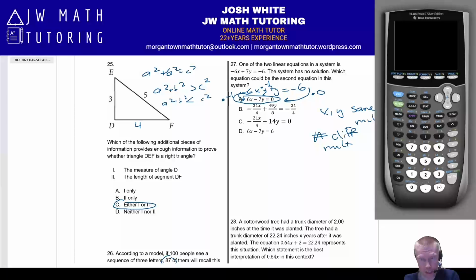And you could go through and check the rest of them. I'm not going to bother with the ones that have the fractions, but I will point out, like for D, the multiplier for both the variables and the number on the right is +1.